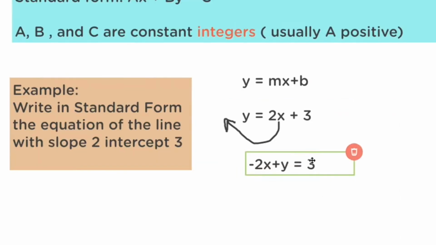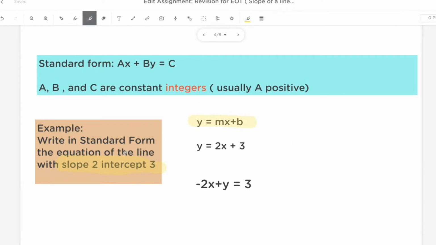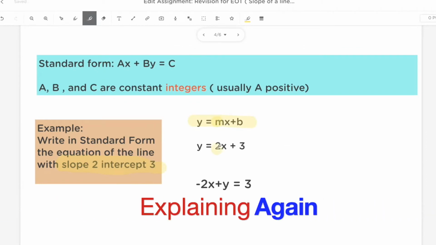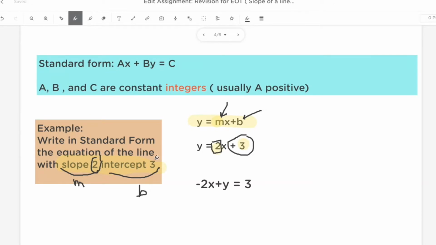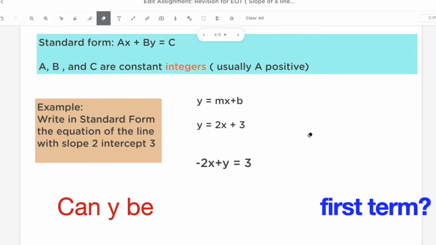I'll explain, which is y equals mx plus b. Just substitute m with 2 and b with 3. This slope is m, remember? This slope is m in the equation, and this intercept is b in the equation. That's why I put 2 here, which is the given slope, and I put 3 here, which is the given intercept.